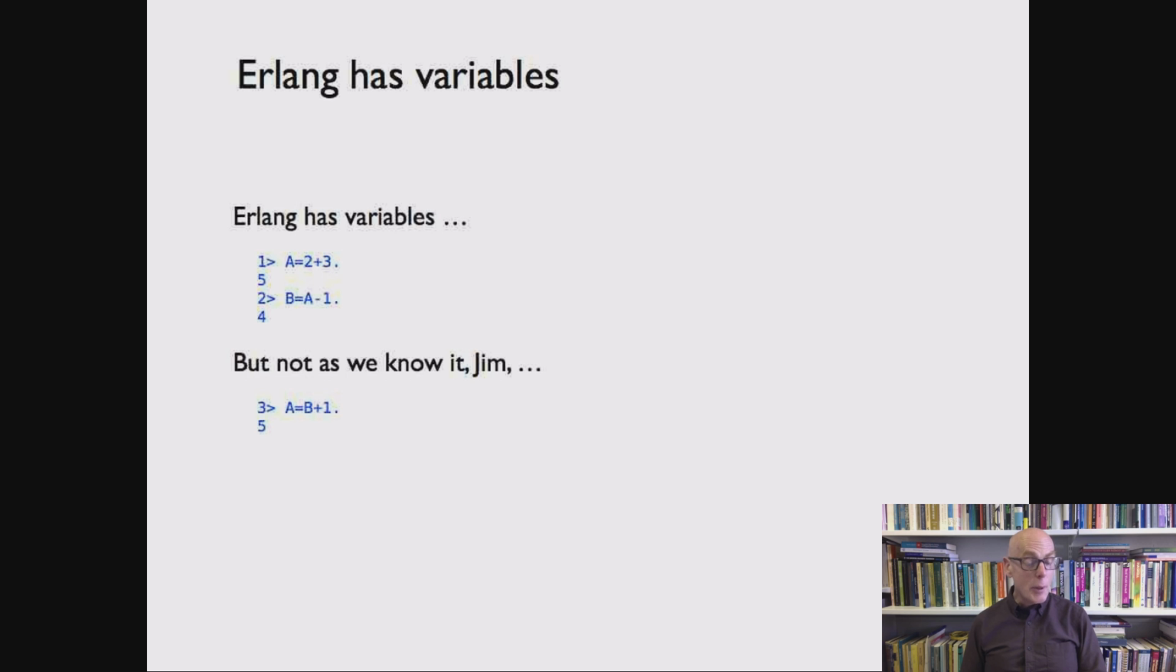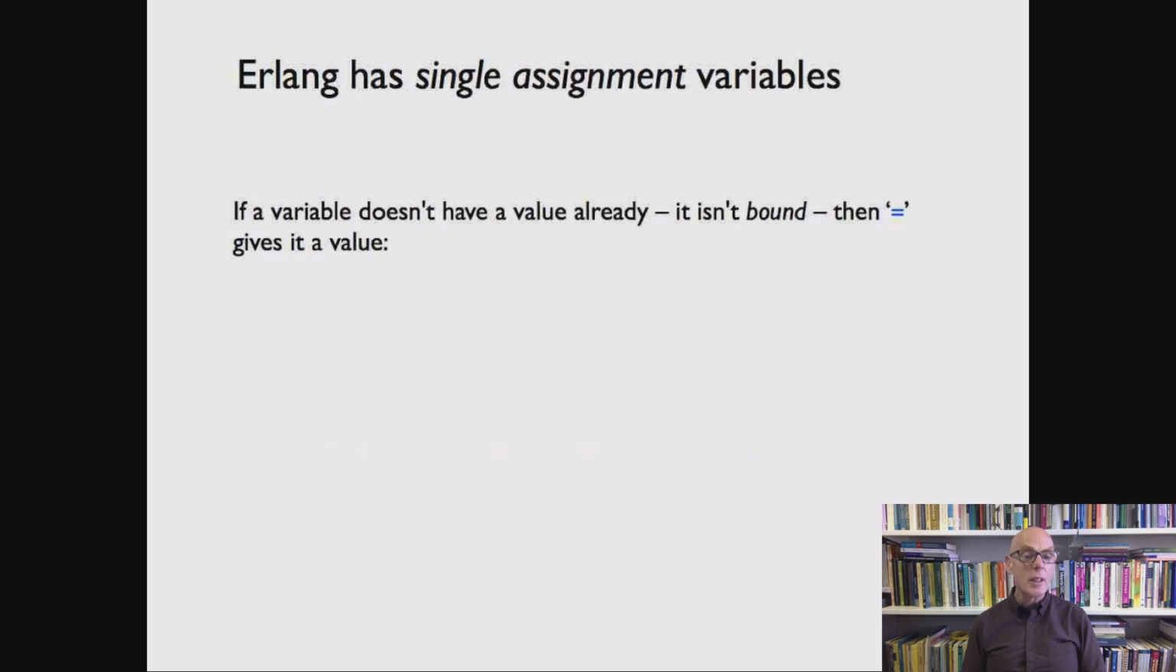We can set a to be b plus 1. Okay, so we're doing that, and a has become 5. And then we could set a to be b. We get an exception. What's going on there? What we're told is that we're getting no match of the right-hand side value 4. What's happening? Well, let's run through the example again.